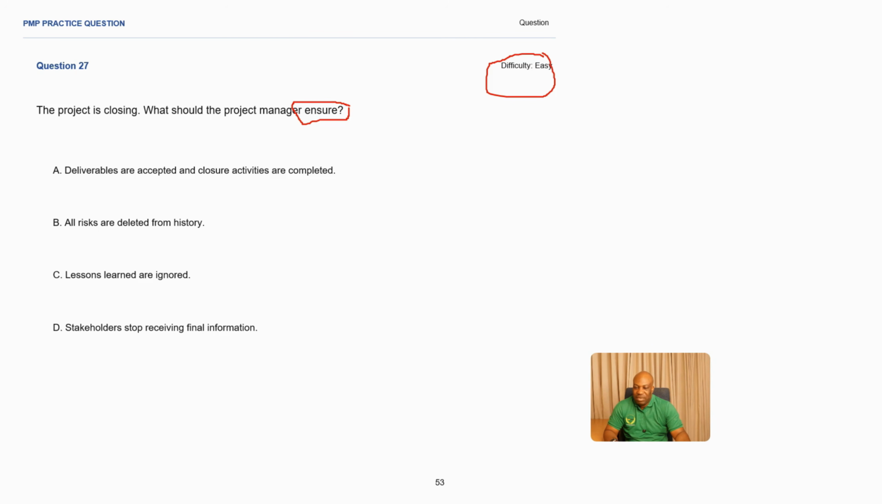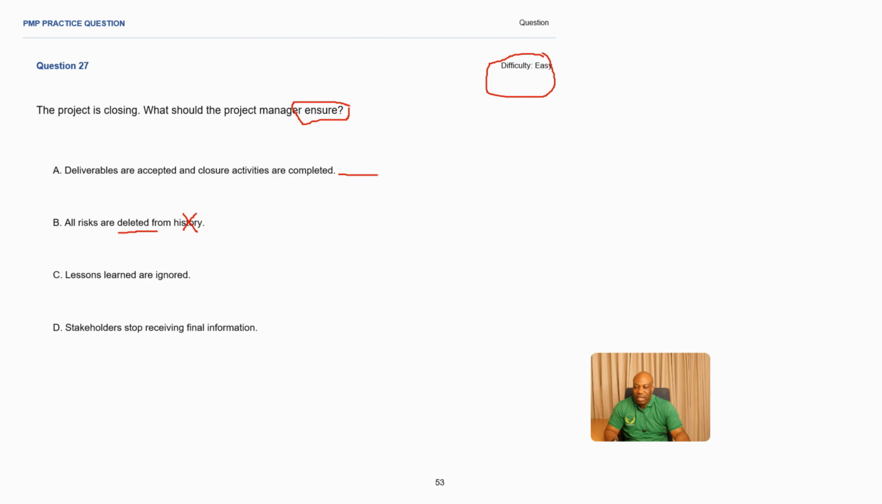Deliverables are accepted and closure activities are completed. Makes sense, all right? All risks are deleted from history. You don't delete any risks in a project. You don't delete most of the records actually in a project. You can archive them for future reference, making this an incorrect answer.